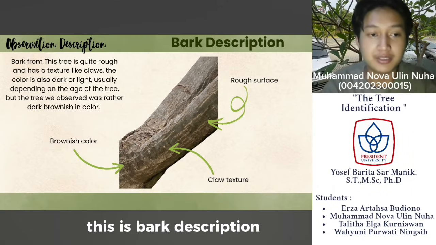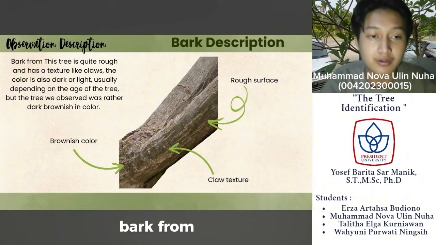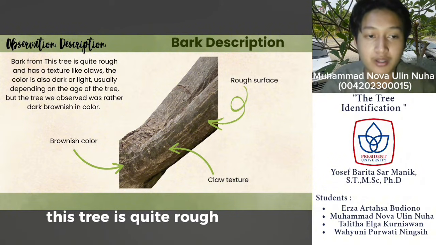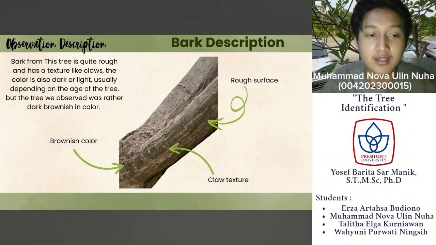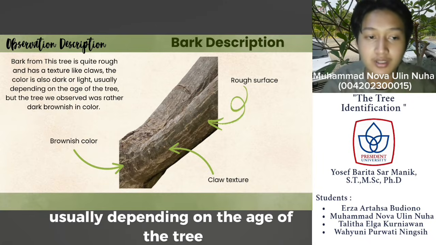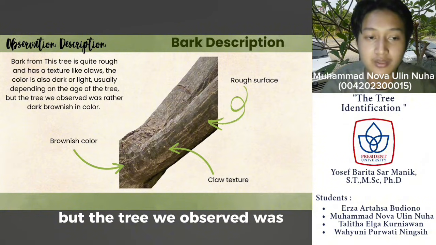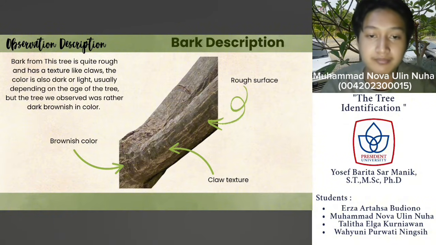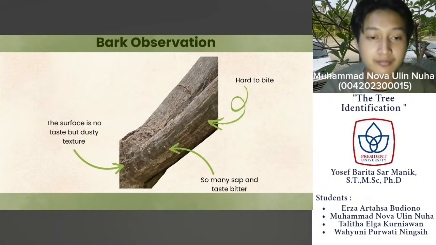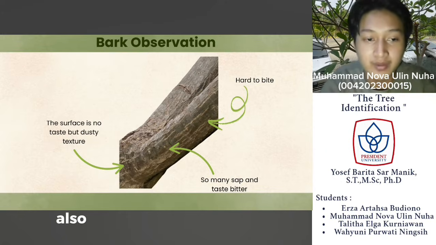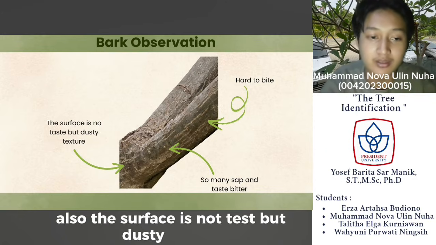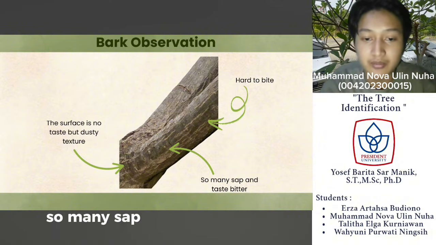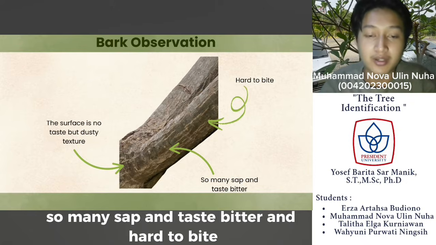This is the bark description. The bark of this tree is quite rough and has a texture like clouds. The color is either dark or light, usually depending on the age of the tree, but the tree we observed was rather dark brownish in color. So this is the bark observation also. The surface is dusty in texture, with many shapes, and it tastes bitter and is hard to bite.